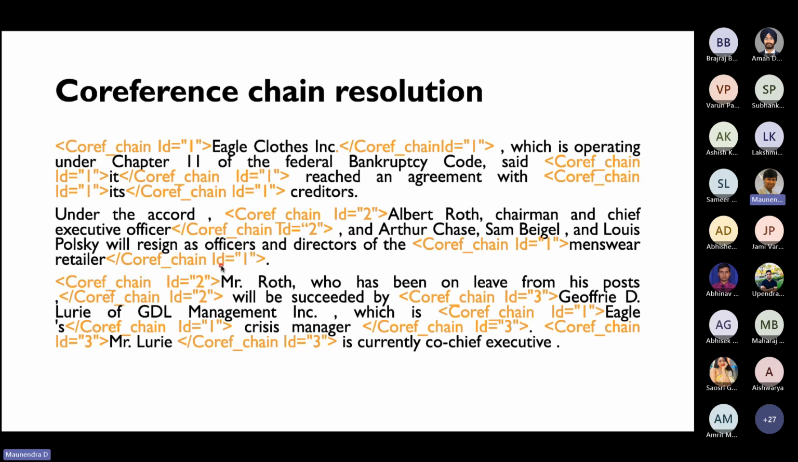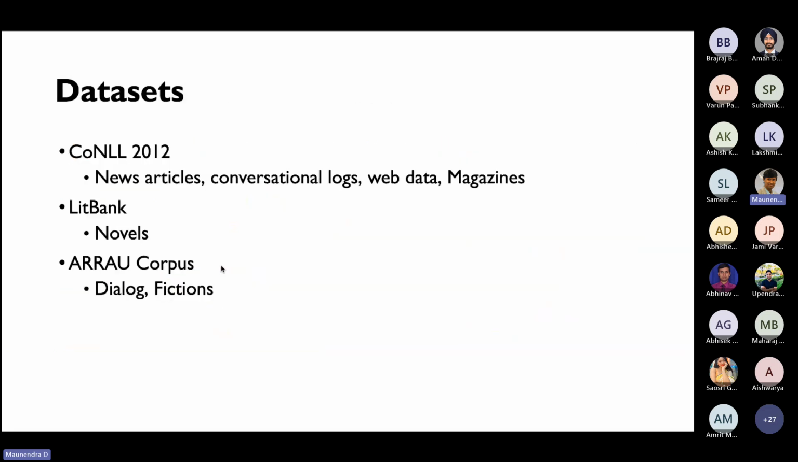Now if we want to design and train any co-reference resolution algorithm, we need datasets, right? There are a few datasets mentioned here, like CoNLL 2012, where the input texts are from news articles, conversation logs, web data, and magazines. There is LitBank, or Literature Bank, where the inputs are from novels, and there is the ARRAU corpus, where the inputs are from dialogues and also fiction.